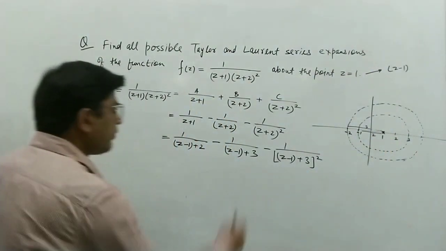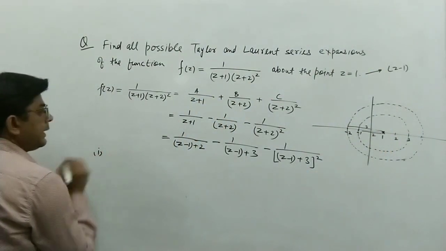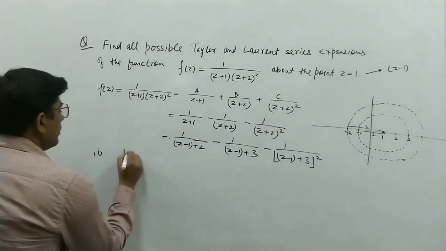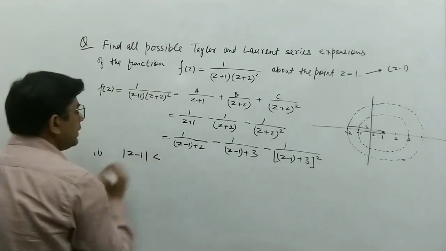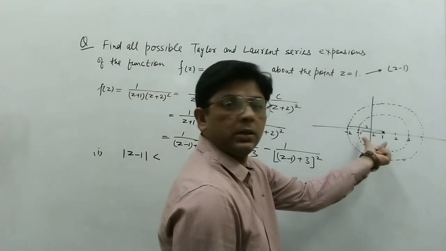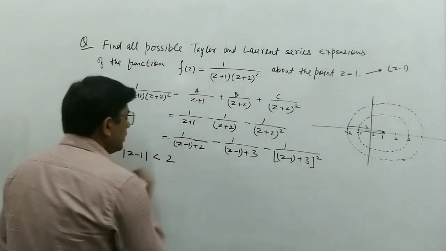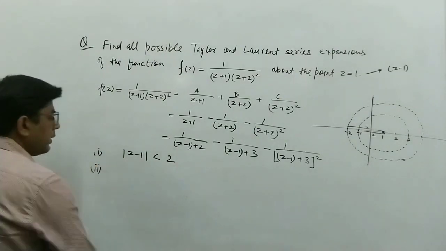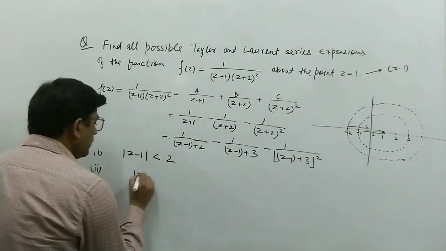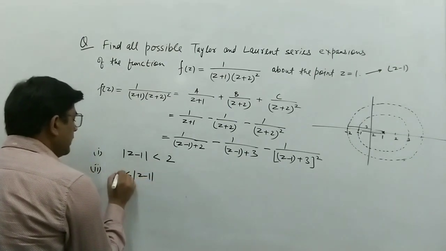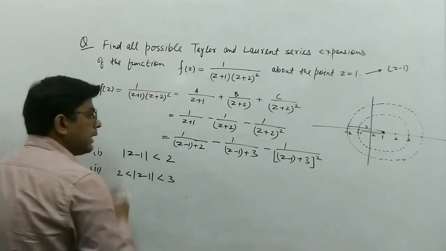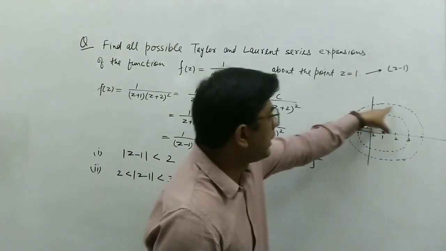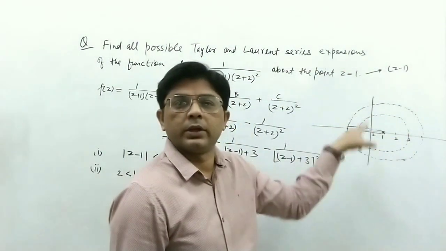The first region we can write as, the center is 1, so we can write mod z minus 1 less than 2, this radius is 2. This is the first region. Now the second region is mod z minus 1 greater than 2 and less than 3, because this is radius 2 and this is radius 3, so we are taking the region between these two circles.